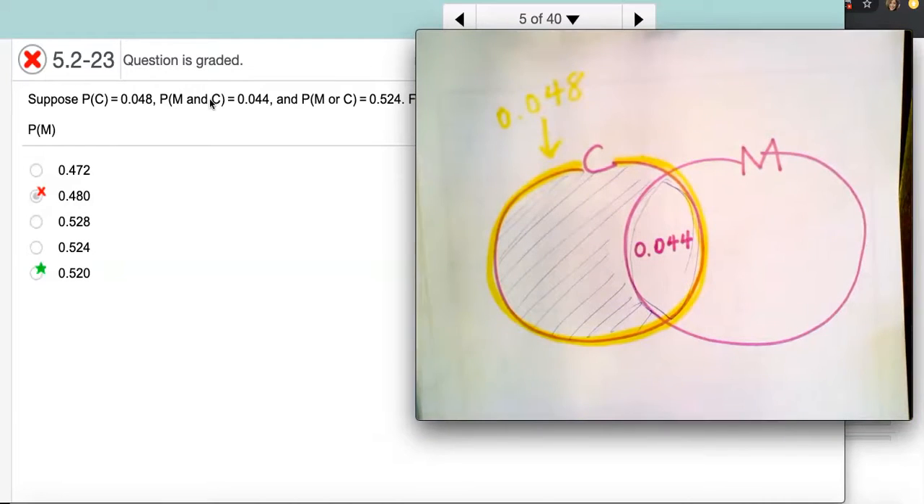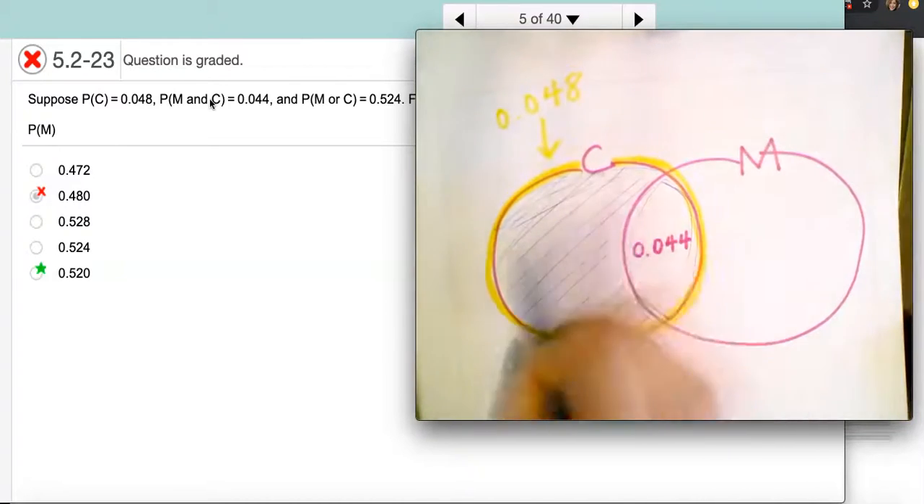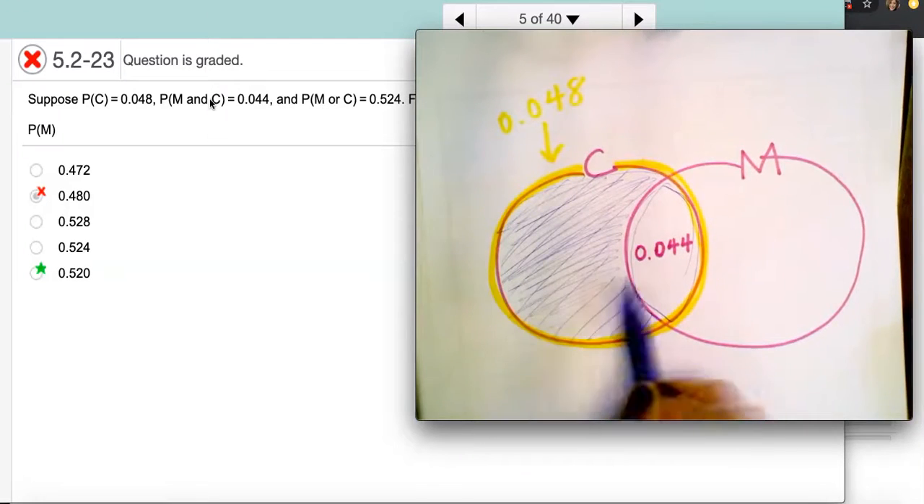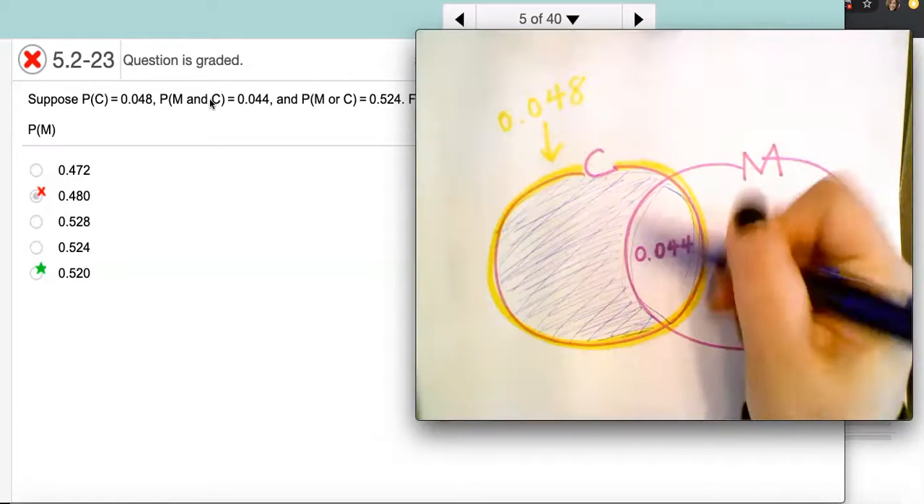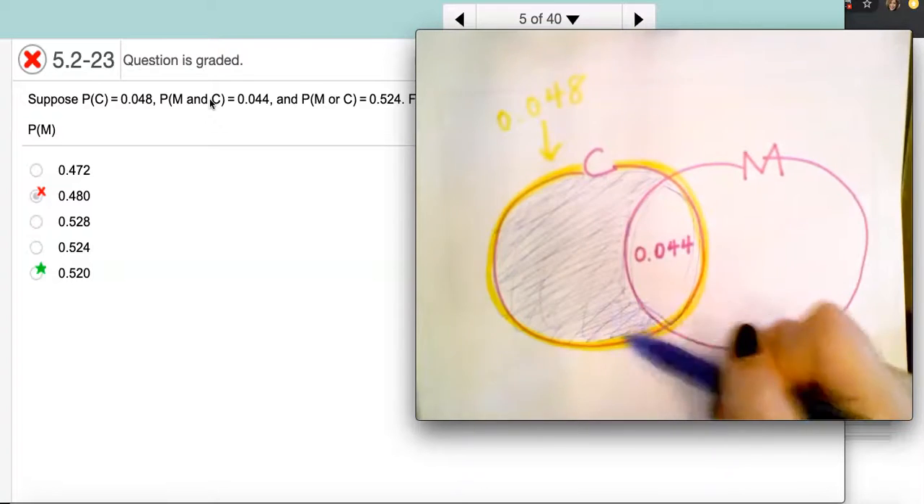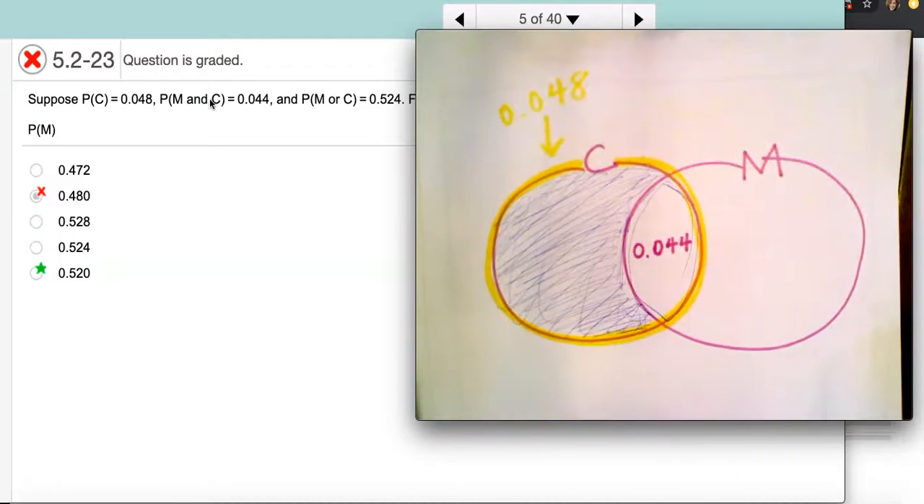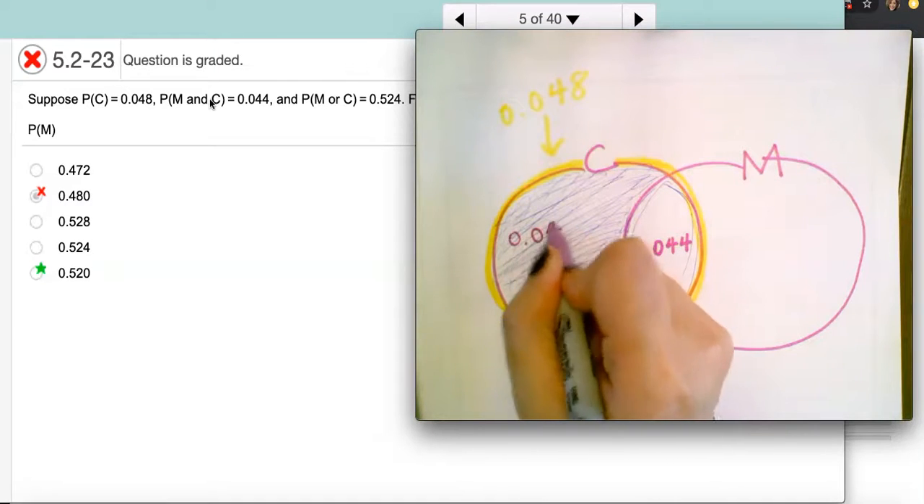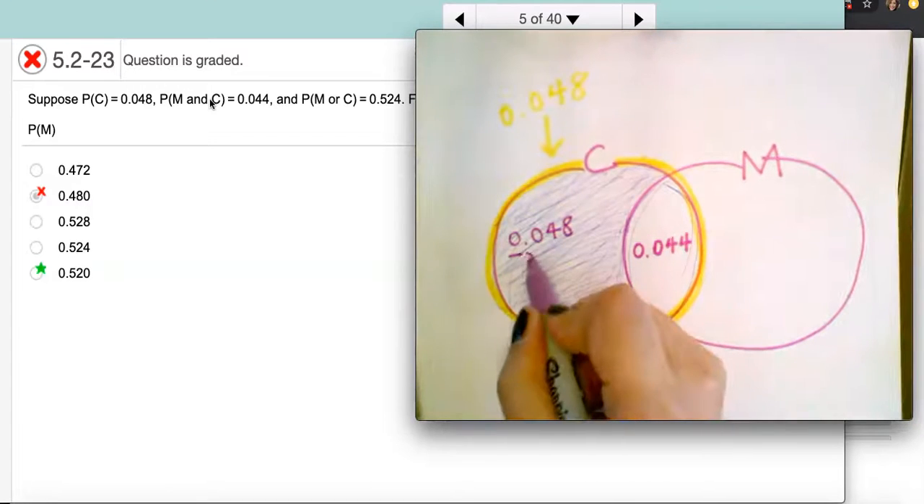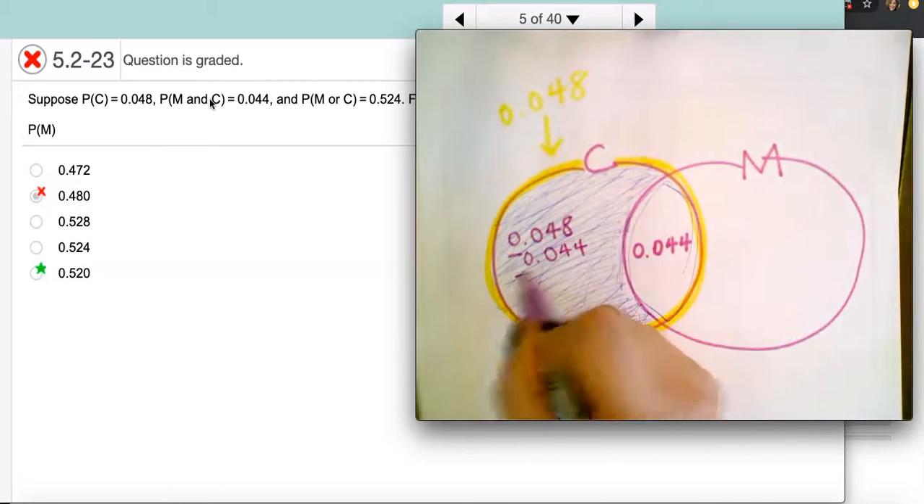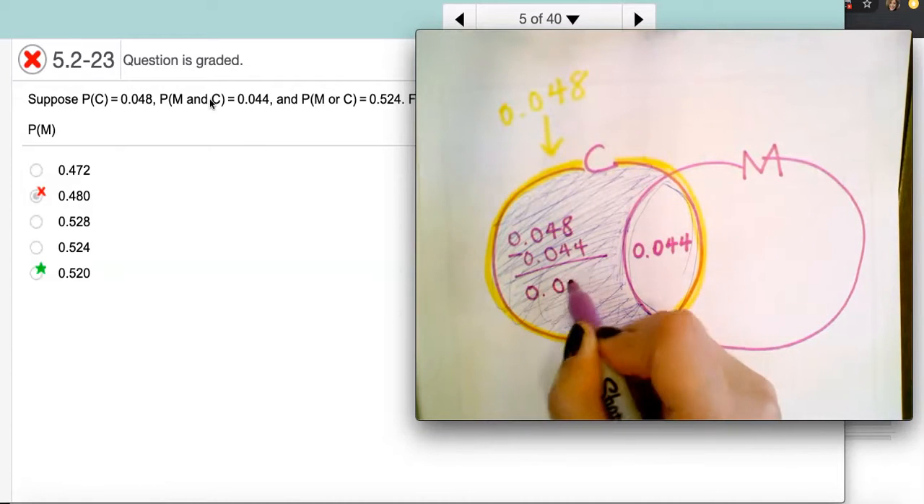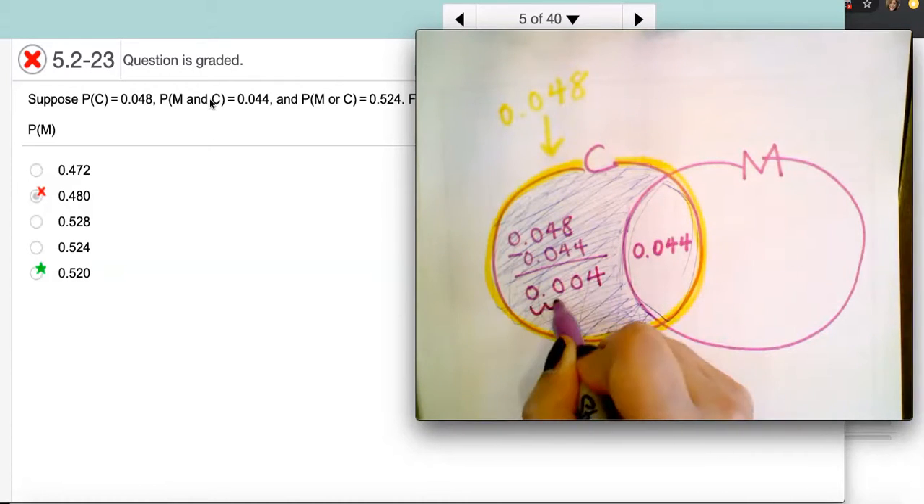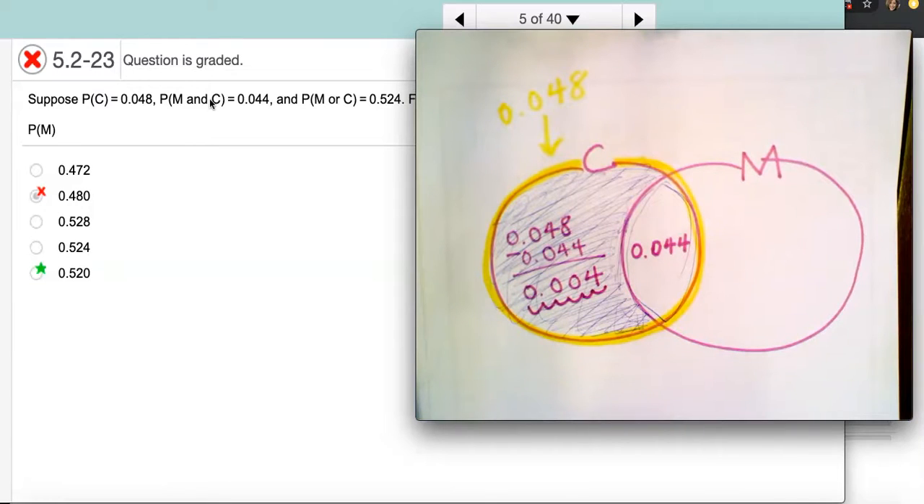So in order for me to find out how much is in this blue shaded shape, the elements that are in C but not in M, I'm going to subtract, okay? How much is in this blue area? We're going to have to do 0.048 minus 0.044. If you subtract them, you will get 0.004. So this much is in C only.